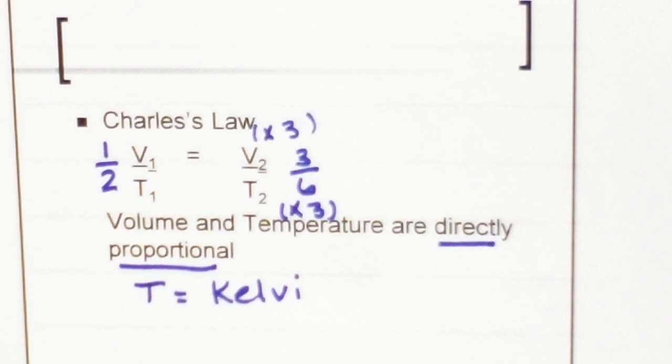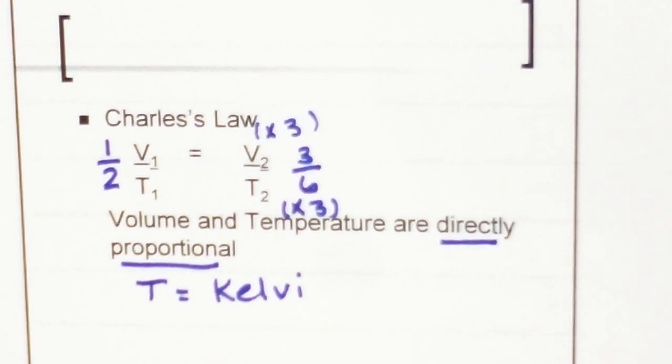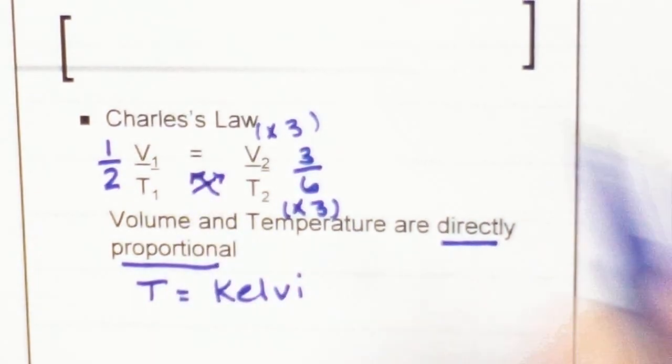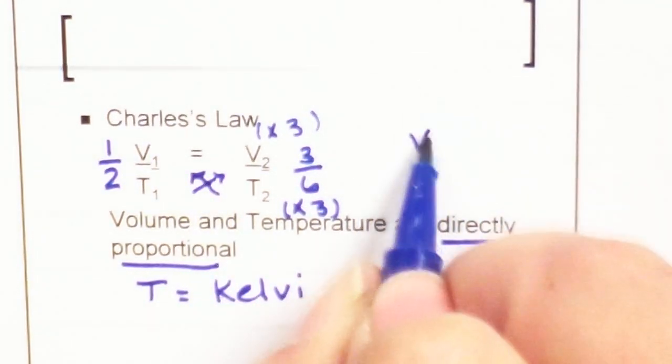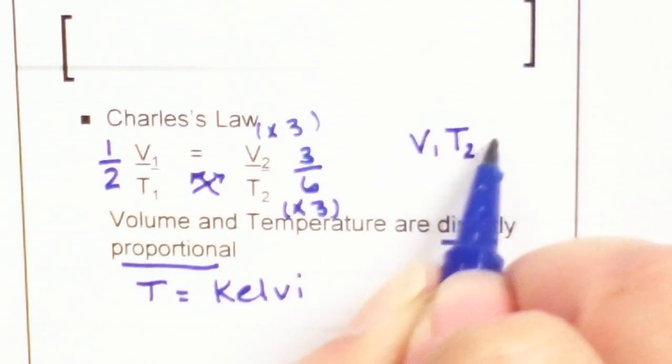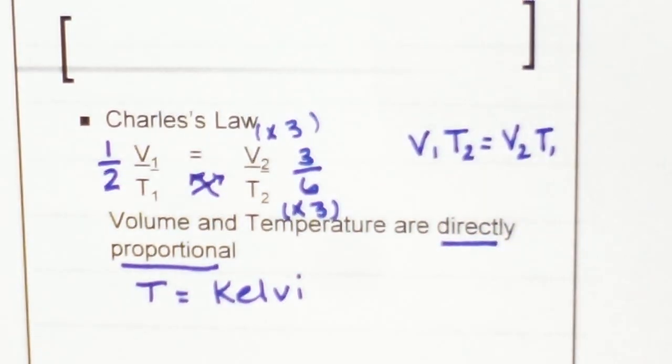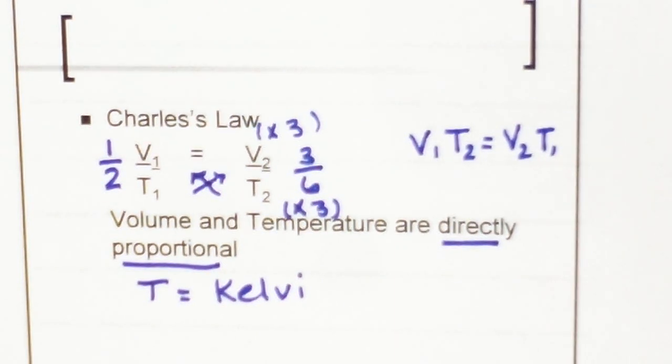Okay? Now, I don't like fractions. I like linear equations. And so what I'm going to do is cross multiply this. And that is going to give me V1 T2 is equal to V2 T1. For me, this equation is better. I like this equation better. All I have to do is remember that every time T comes into the equation, the T is on the wrong side.